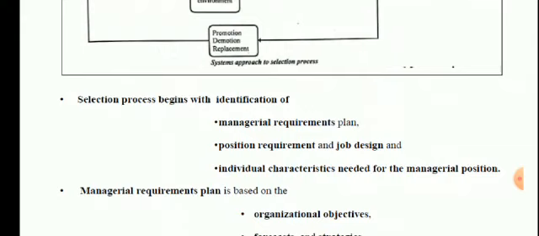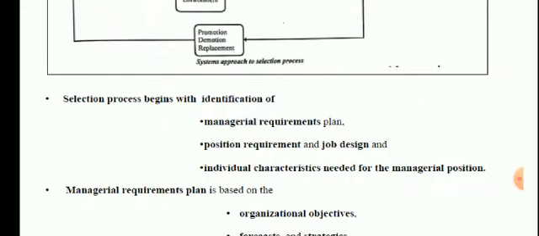Then position requirement or job design: which position, lower order, middle order, or higher order. Then individual characteristics needed for the manager position. He may be the HR manager, HR officer, spokesperson, or technical expert. So different characteristics are needed for each and every job.